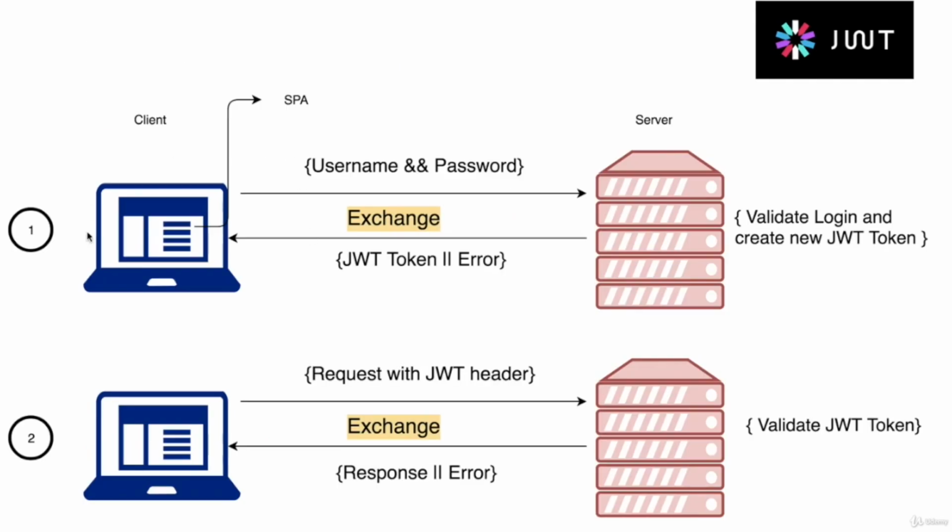Suppose that we have an application which is a single page application. Now this application is sending username and password to the server to generate a valid JSON Web Token. So first thing the server will do, it will validate your login, that means your username and password, and will create a JSON Web Token for you. Return this JSON Web Token along with the secret. That secret is going to be used to generate the signature part of our JWT token.